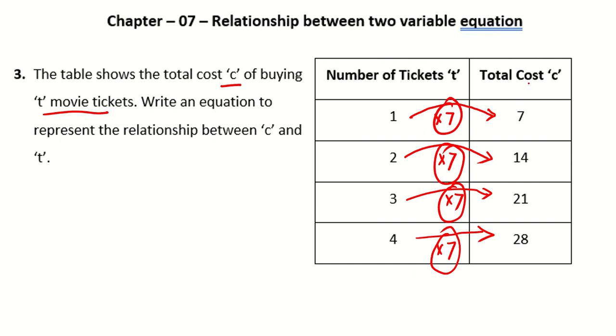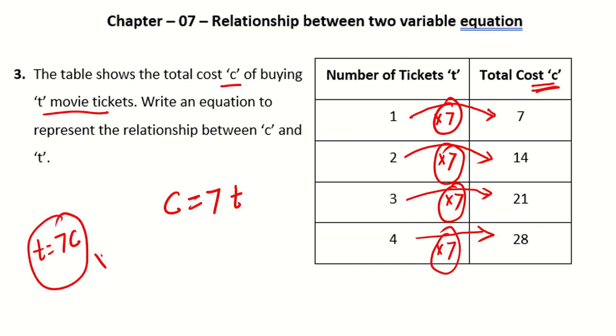So what we can say here is that the value of C is 7 times the value of T. So this is the rule. Here C will be taken as the dependent variable and T will be taken as the independent variable. Now I am sure that in a multiple choice question there will be an option like T is equal to 7C also. That option will be wrong, because the value of T is not 7 times the value of C, but the other option will be correct.